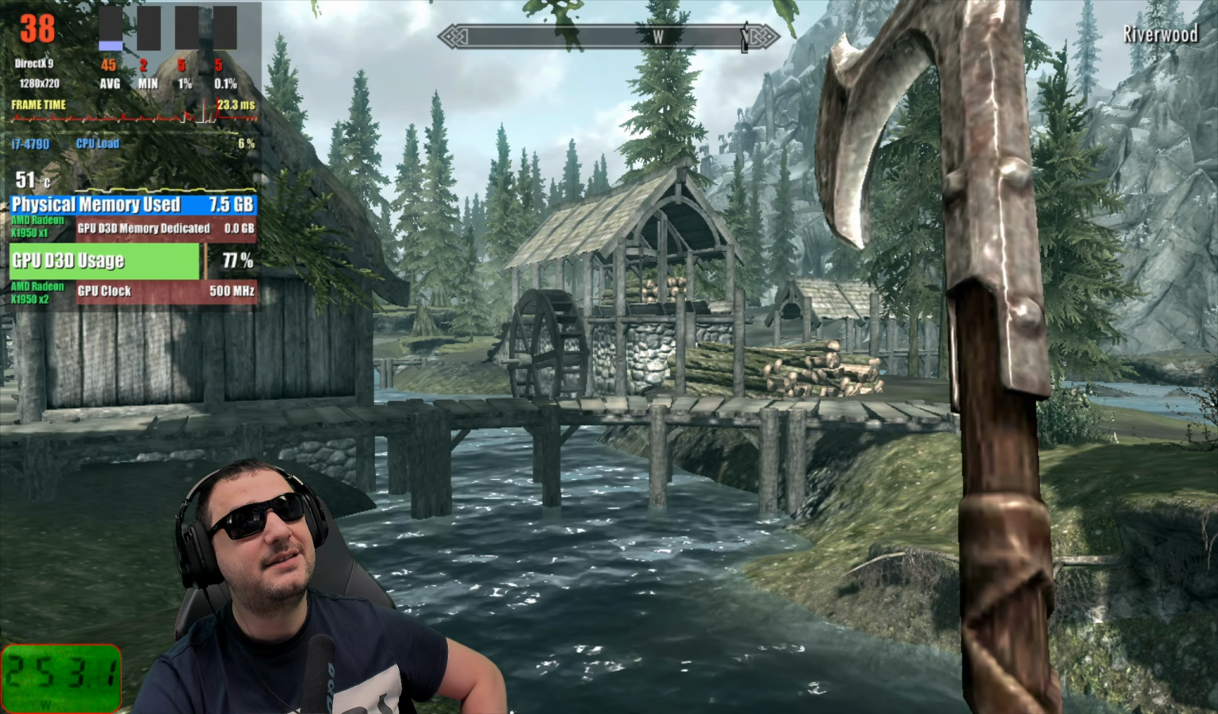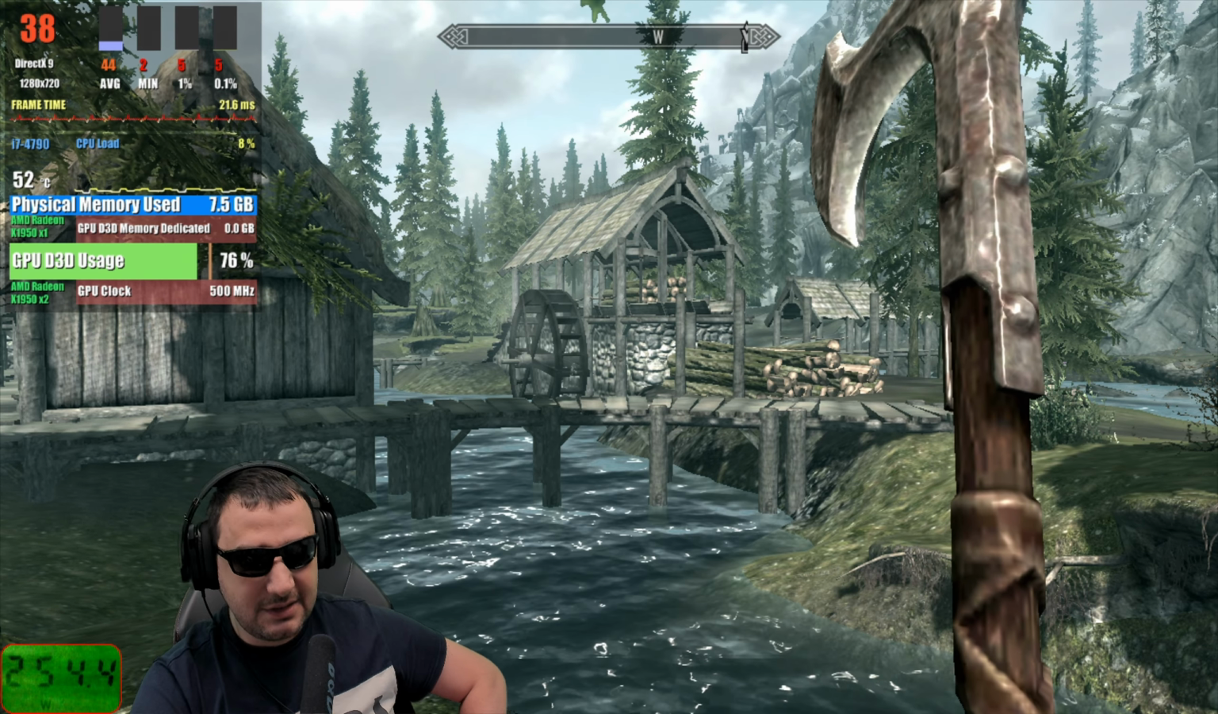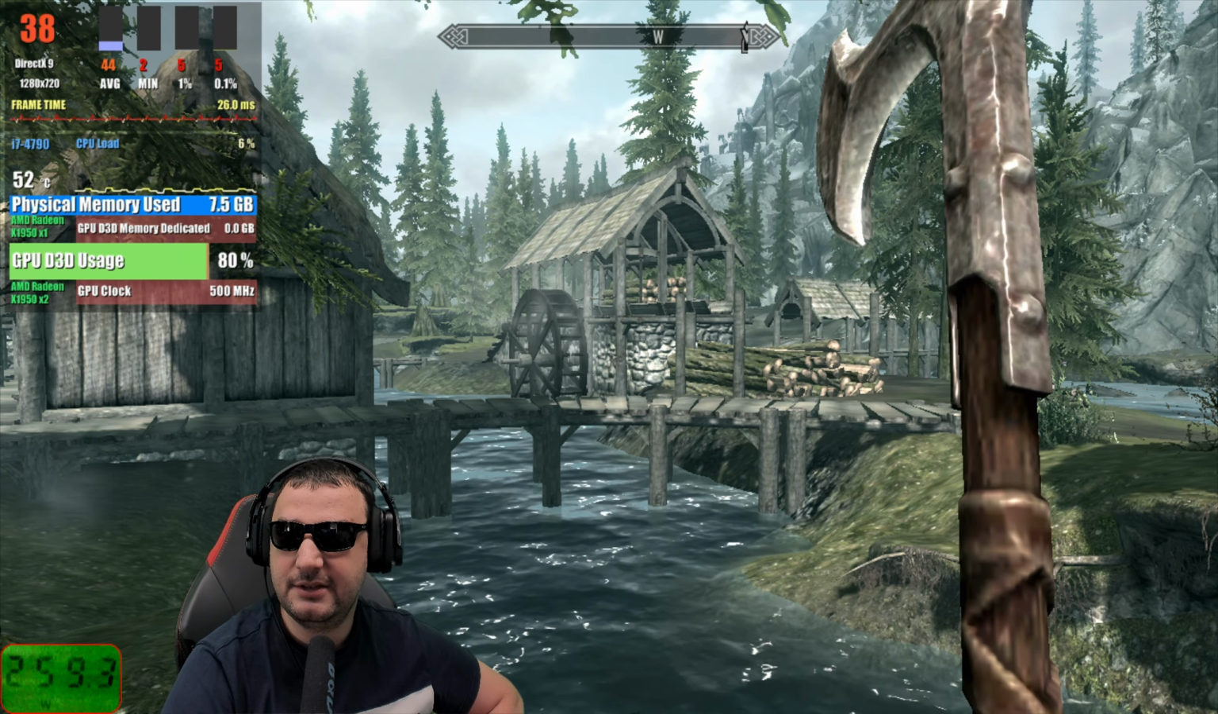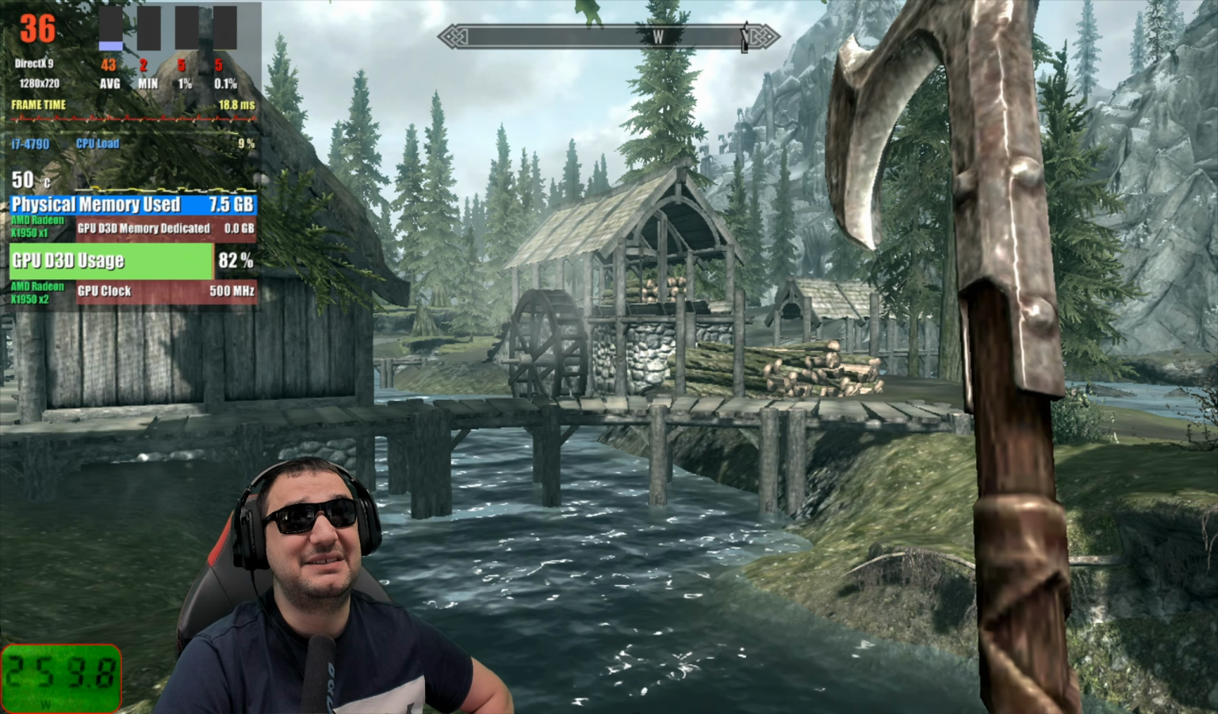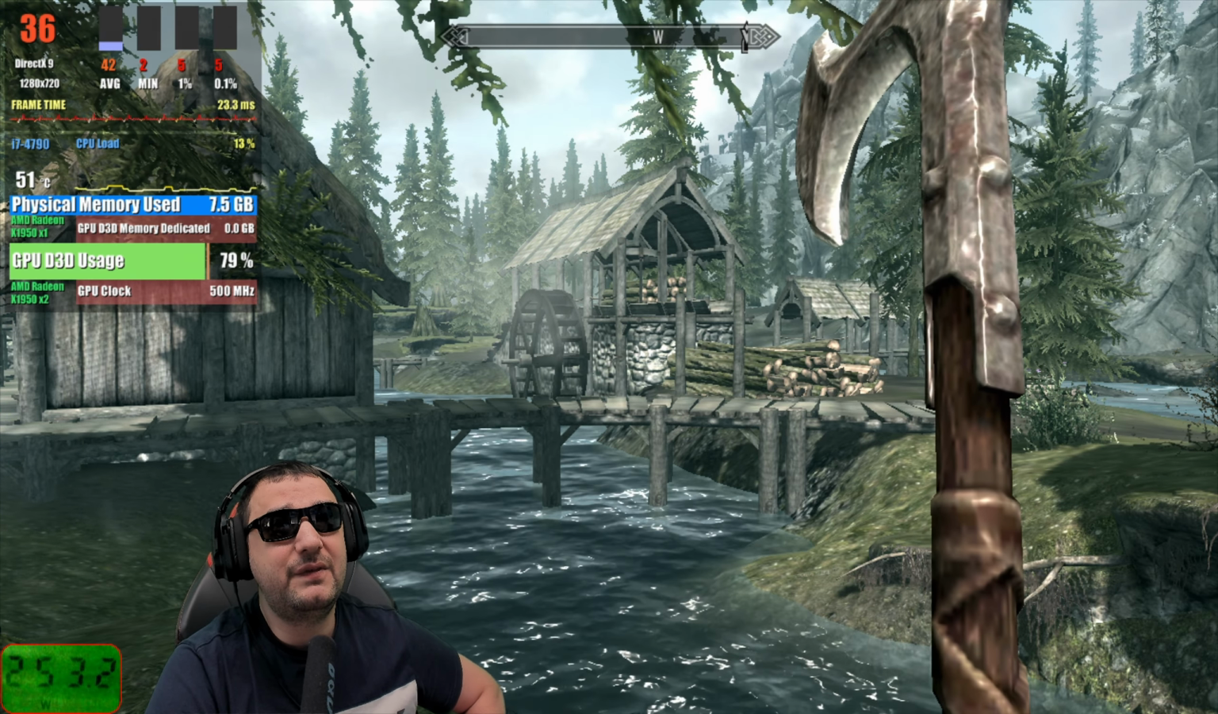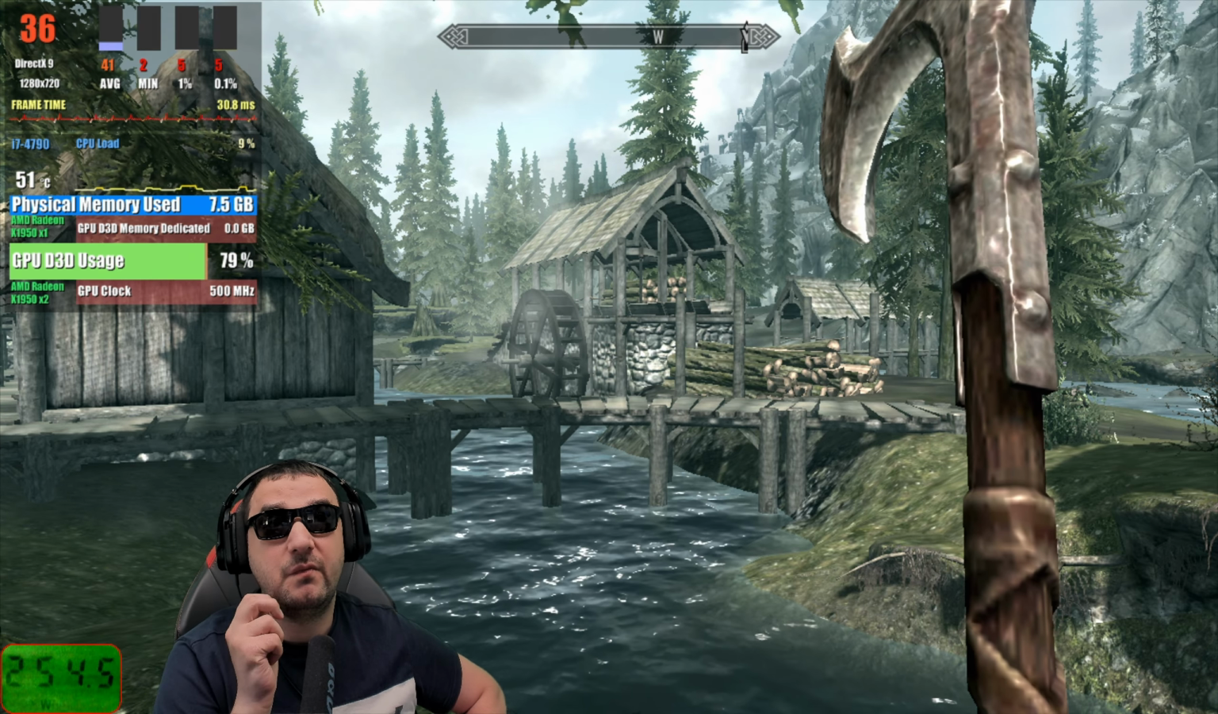Let's go down to low details. Okay, so it's not VRAM utilization. It's not stuttering because of the VRAM. It's just, this is what you get. Seriously, 253 watts consumption. Very interesting.